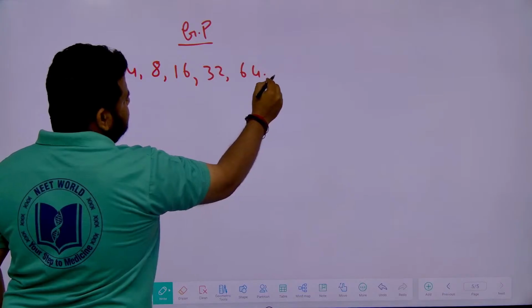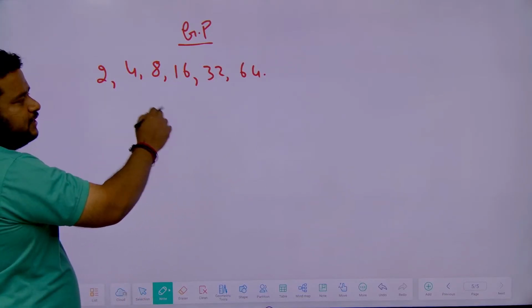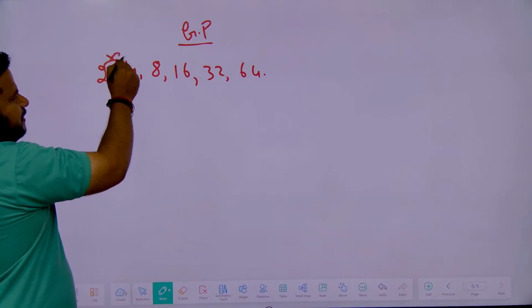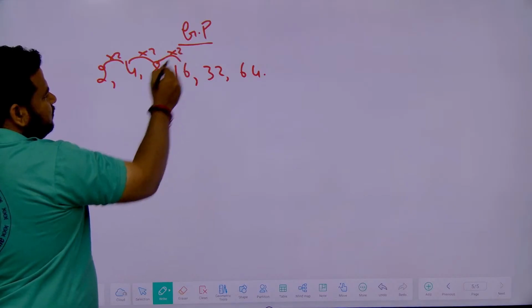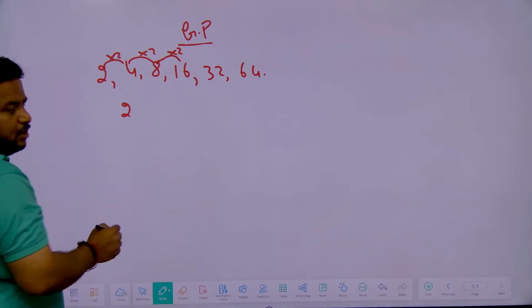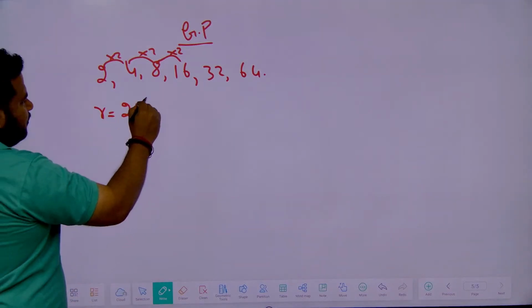Suppose I write here example 4, so let me start with 2, 4, 8, 16, 32, 64. If you see like this, 2 is becoming 4, it is becoming double everywhere. Becoming double means it is multiplying by what? 2. Here also you are multiplying by 2. This 2 is called common ratio, that we represent by r.